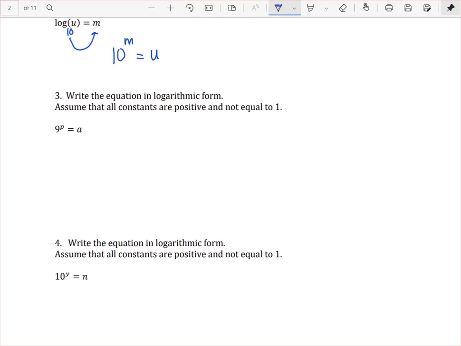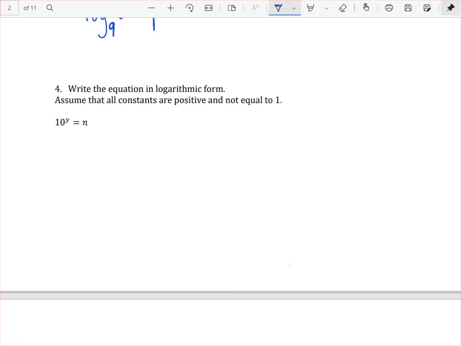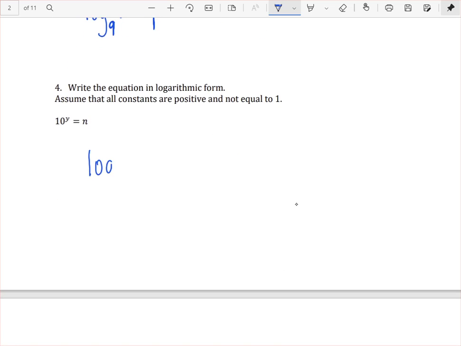Write the exponential as a log. So I write the log first, and then 9 becomes small. 9 to the a equals p. Again, the circle. This one would be log base 10 of n equals y. Now, because the 10 is the common base, you could also write it as just log n equals y. And we know that if you're missing the base, it's 10.